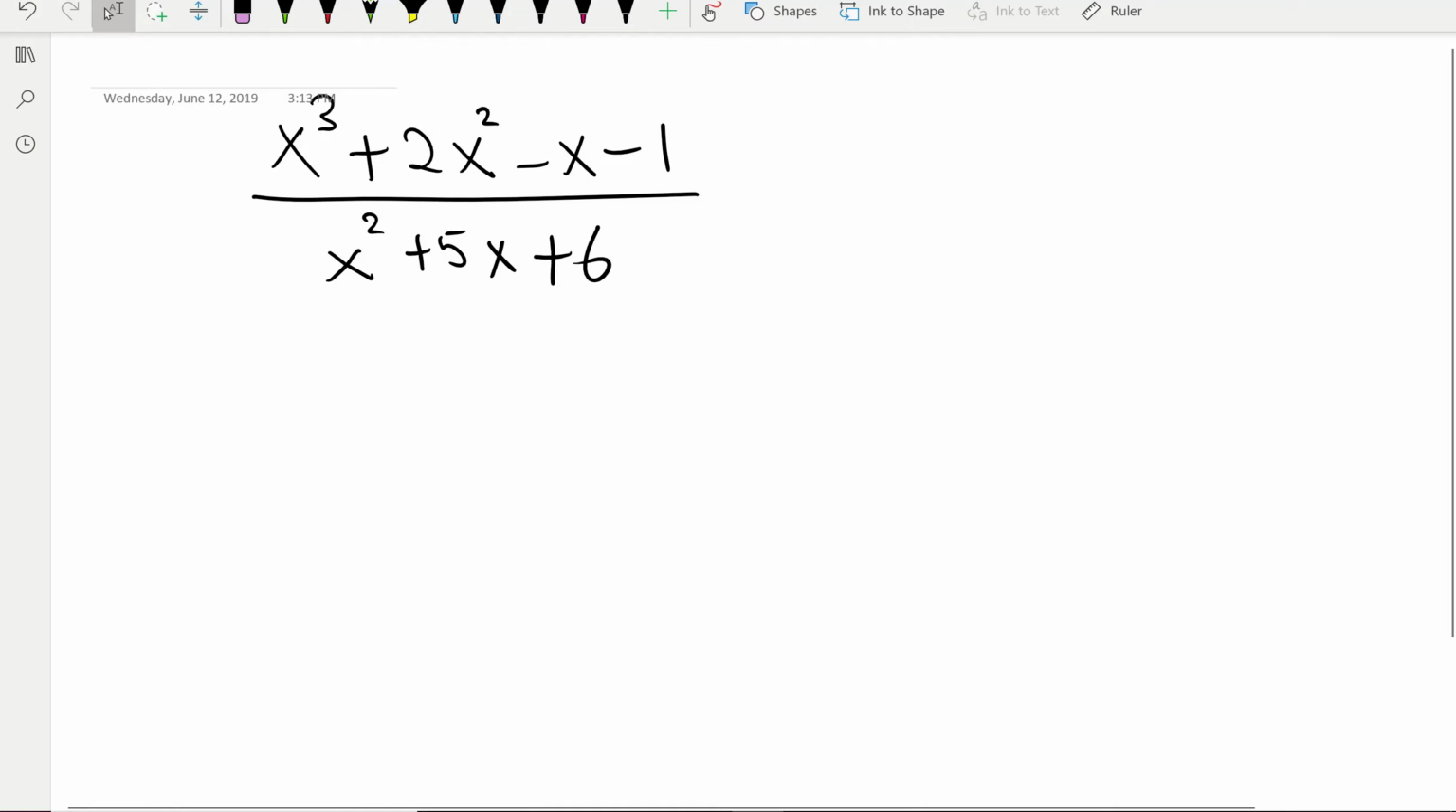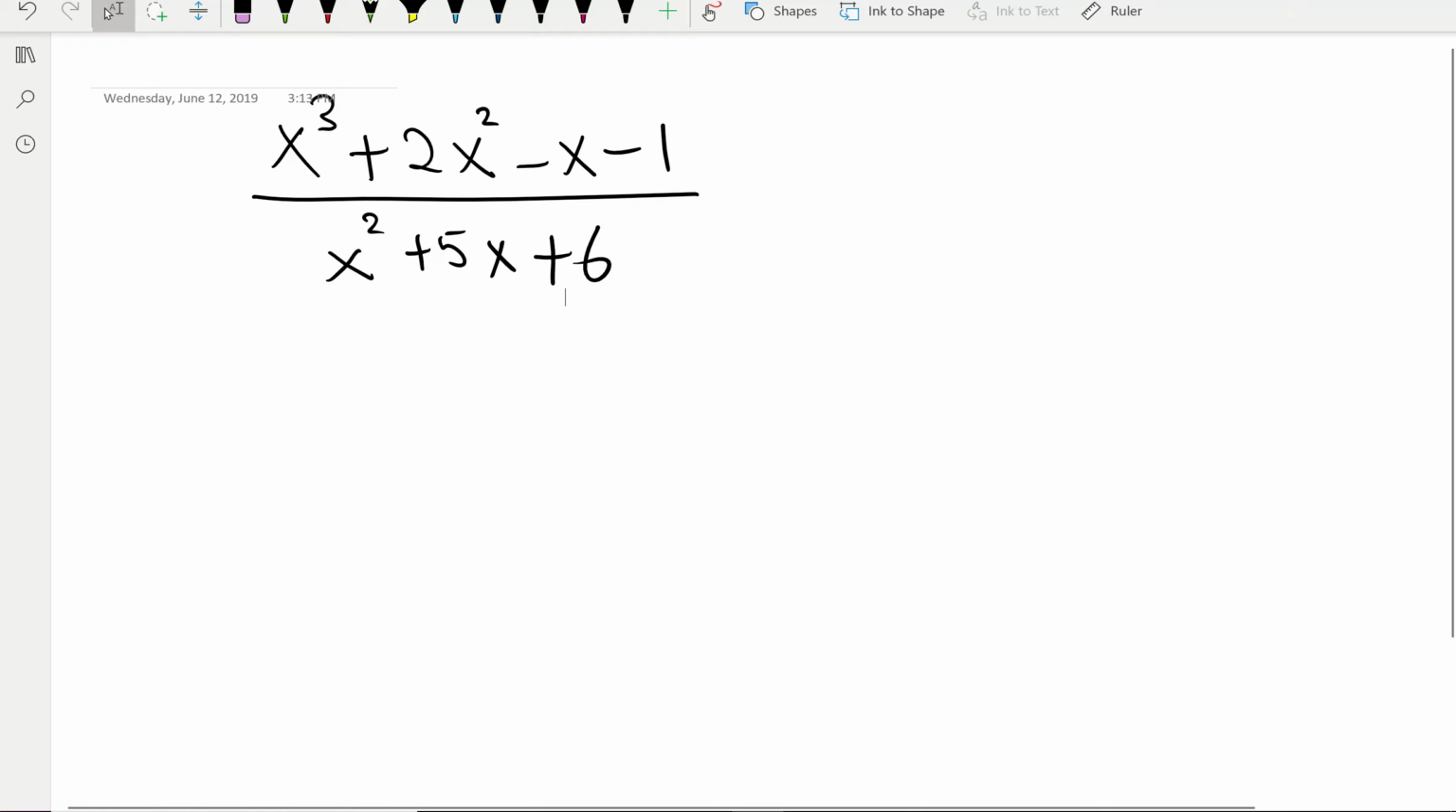Alright, hello everyone. So in this video, I'm going to solve several problems from case 2 in partial fraction decomposition. If you look at the first example here, clearly the numerator has the polynomial with the highest degree, right? The numerator polynomial is third degree and the denominator polynomial is of second degree. Okay, so what is the first step?